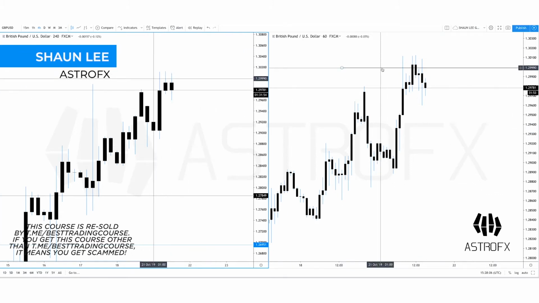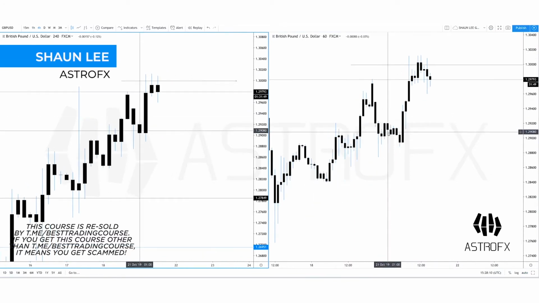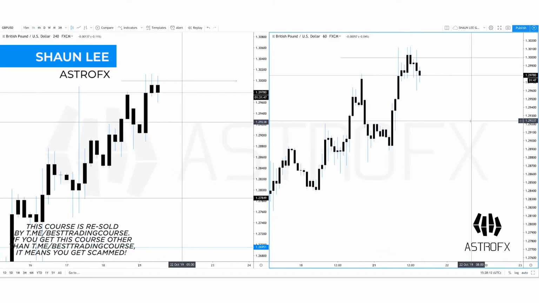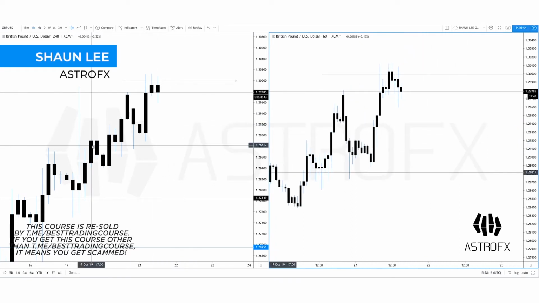Now, what I can simply go ahead and do if I want to is copy and paste that over there just for reference. So what a good trade setup would be at this area is, number one, recognizing what's happened beforehand.